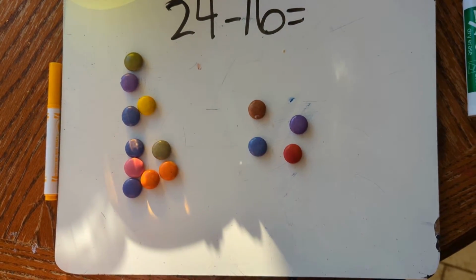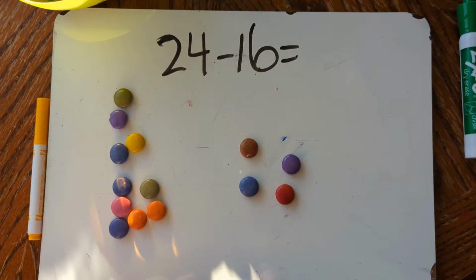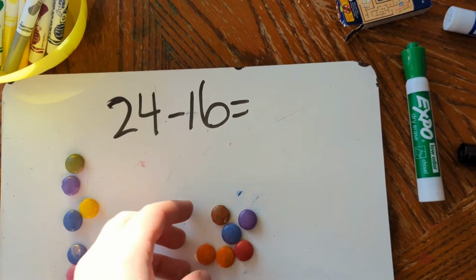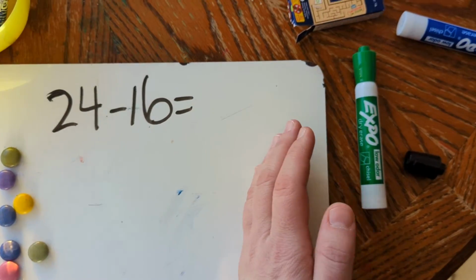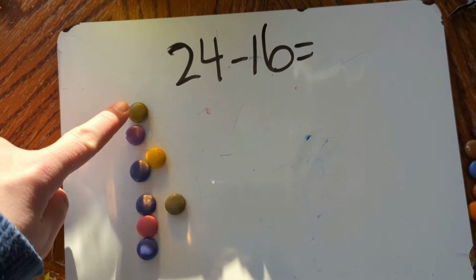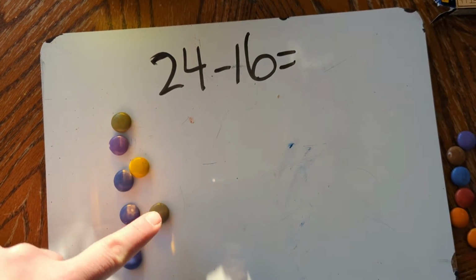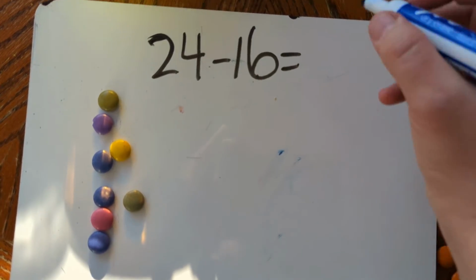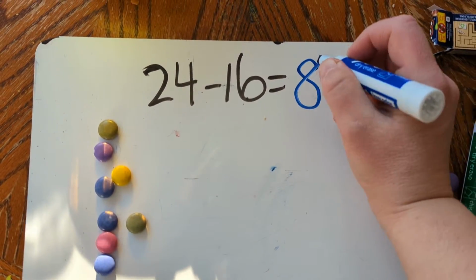Do we have enough ones to take away the 6? We sure do, because we have our 4, and we take 2 more away from here. That goes away. And this is what we are left with. Well, let's find out. 1, 2, 3, 4, 5, 6, 7, 8. So 24 take away 16 gives me 8.